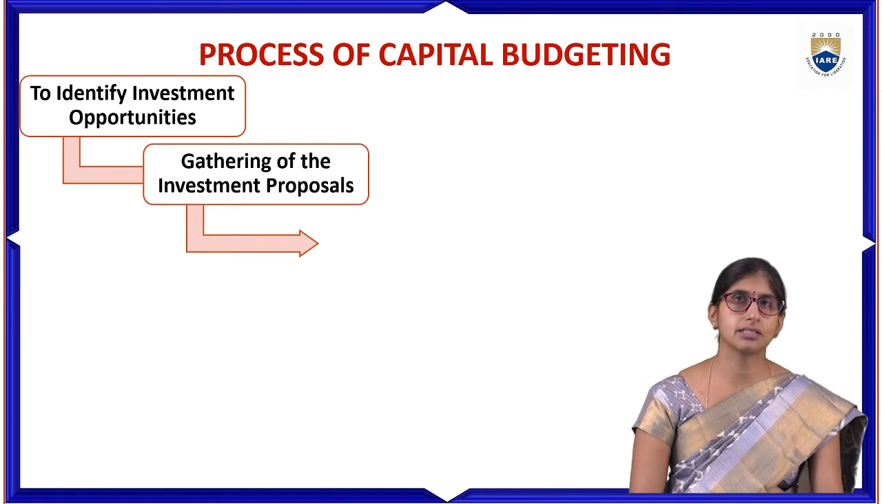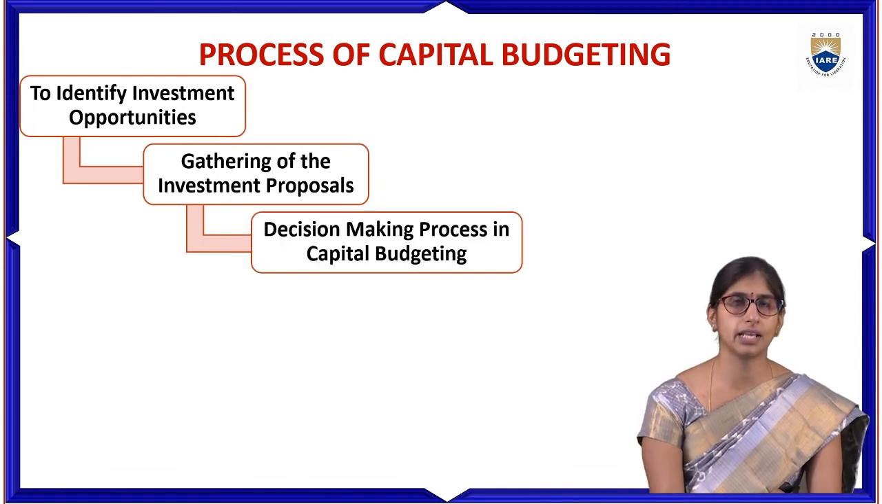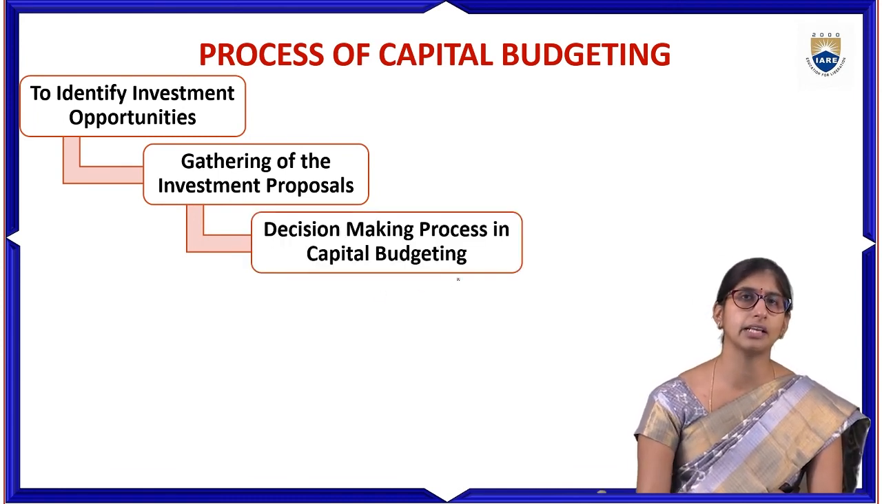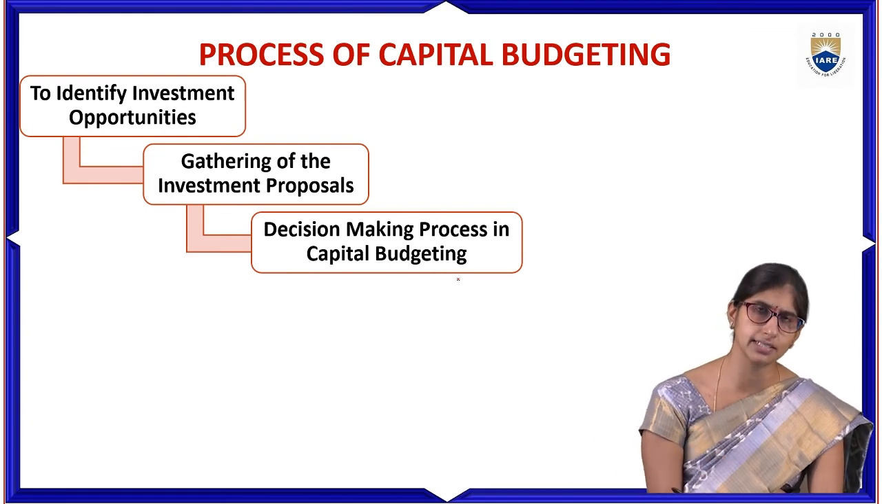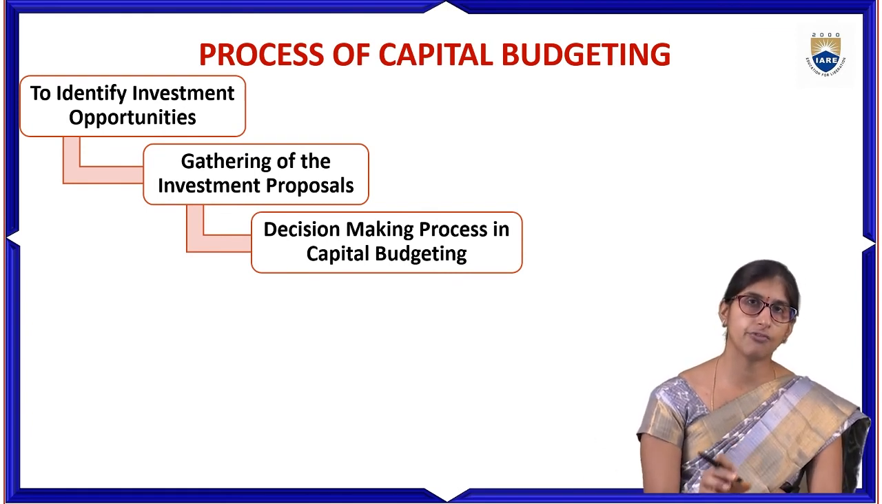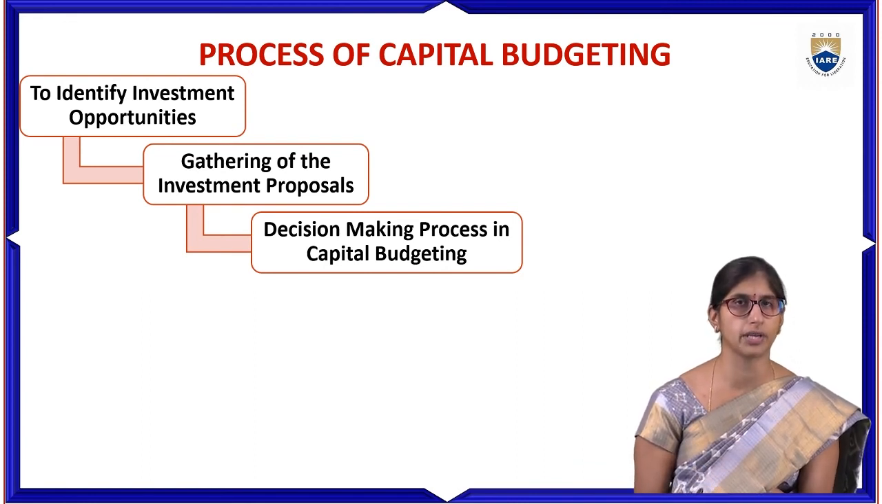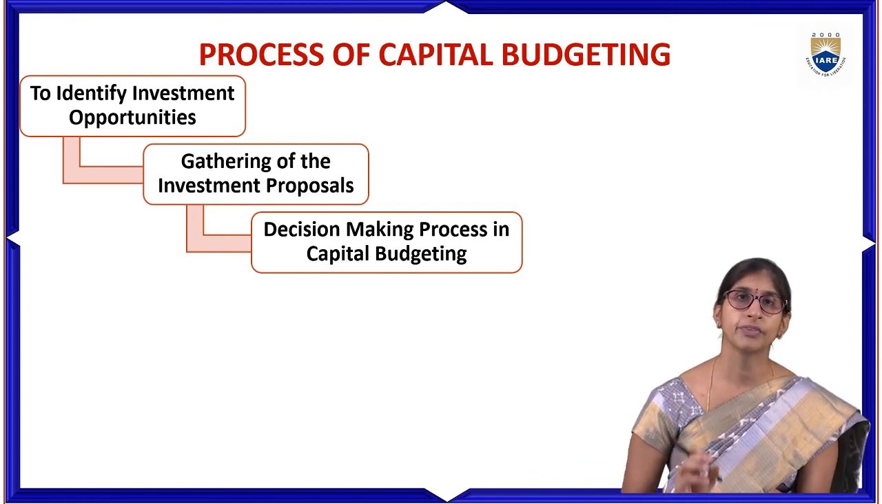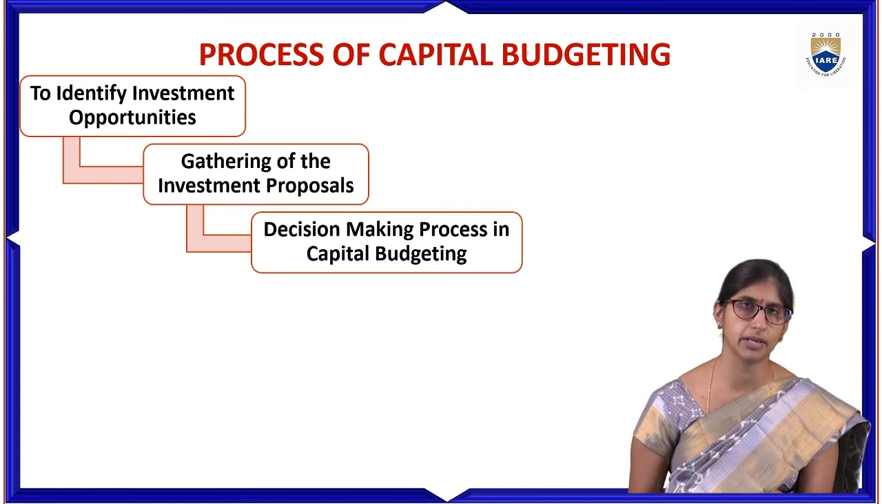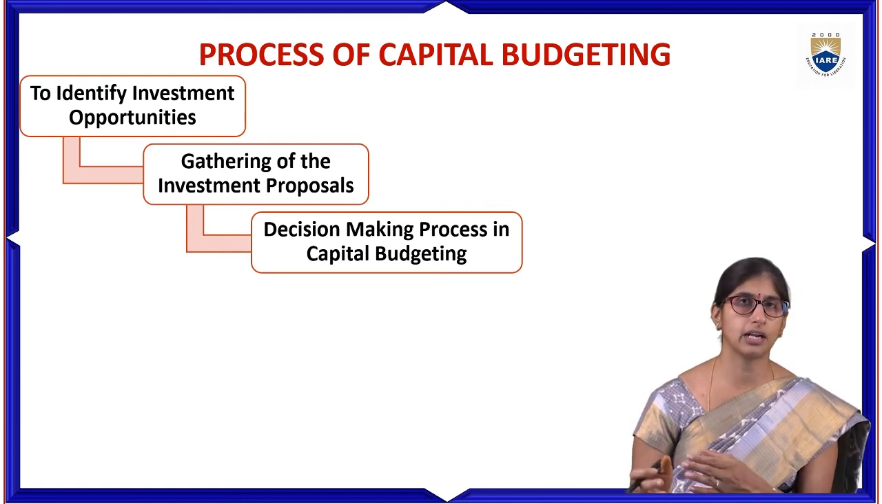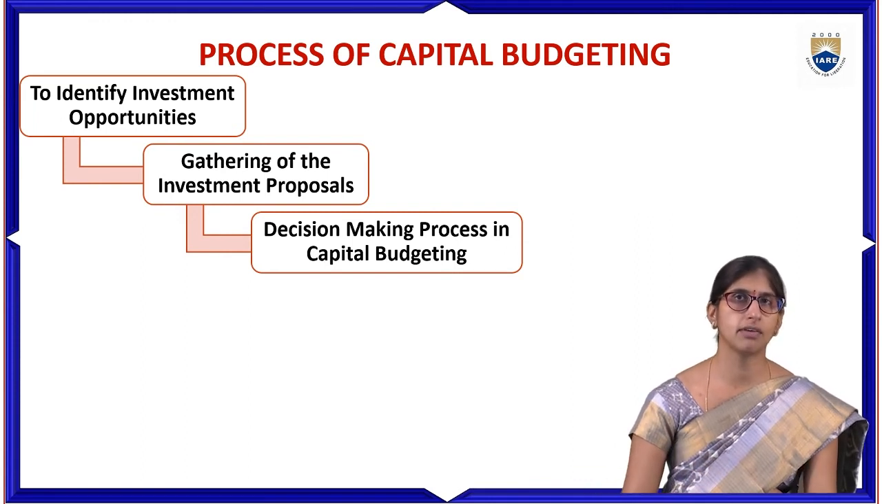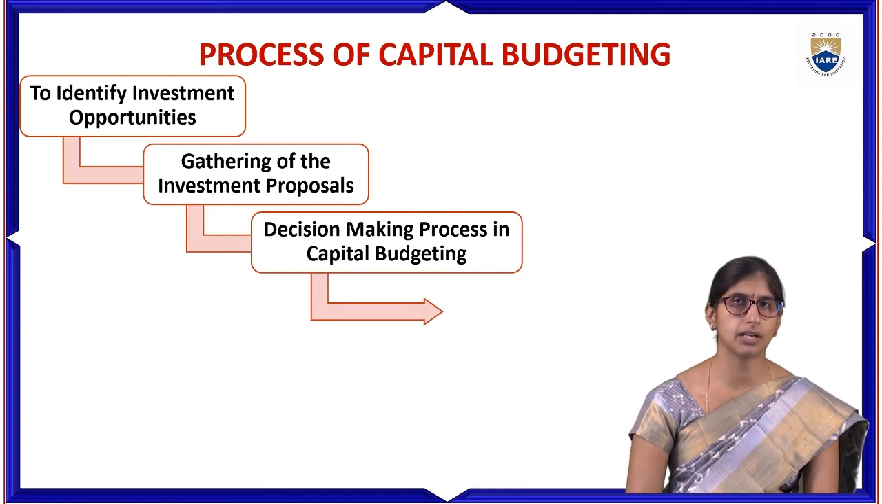And the next one is then we are going to take the decision making process in capital budgeting. Once the data is collected, first we should identify what are the opportunities we have, and then we are going to work on that and gather some information about it, what are the different proposals we have, and then we go with the decision making process in capital budgeting.